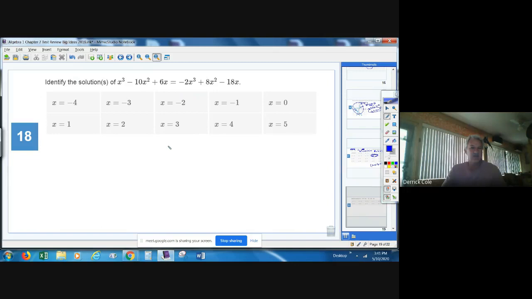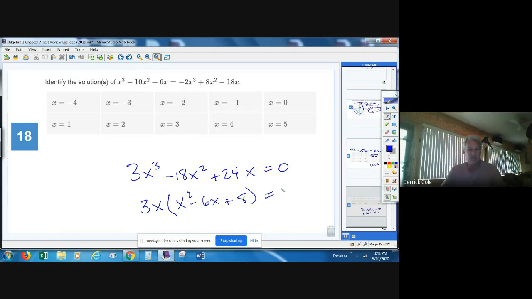This is the same exact method. I'm going to add 2x cubed to both sides. That's going to give me 3x cubed. I'm going to subtract 8x squared from both sides. That's going to give me negative 18x squared. I'm going to add 18x. That's going to give me positive 24x. What's common between all these guys? This is equal to 0, by the way. Now I have a 3x common. That's going to give me x squared minus 6x plus 8 equals 0.